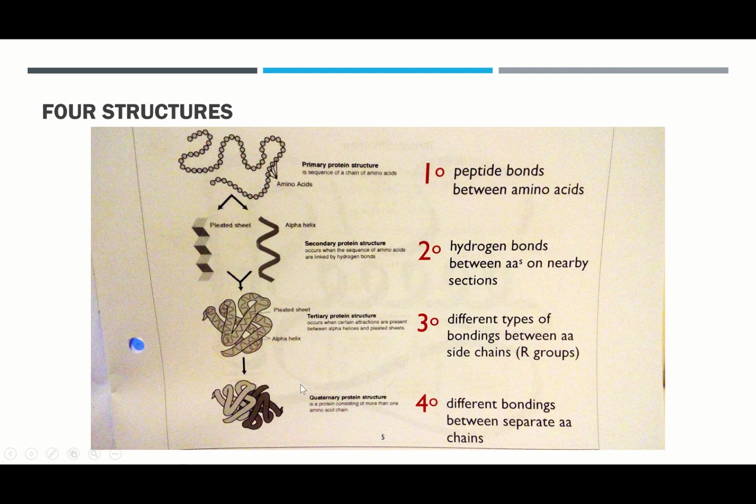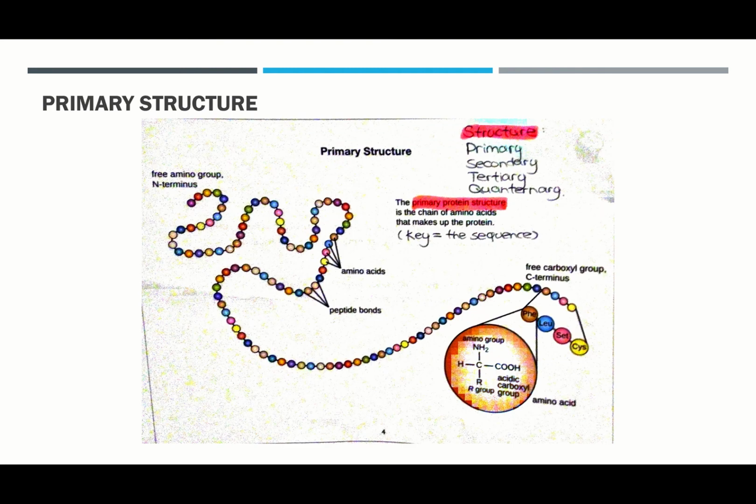And when you zoom up a little more, you get to the quaternary protein structure, which is a protein consisting of more than one amino acid chain. And this is pretty simple. This is basically if you take two of the tertiary protein structure and put them together, you get a quaternary protein structure. Next, we go zooming in on each one. Primary structure.